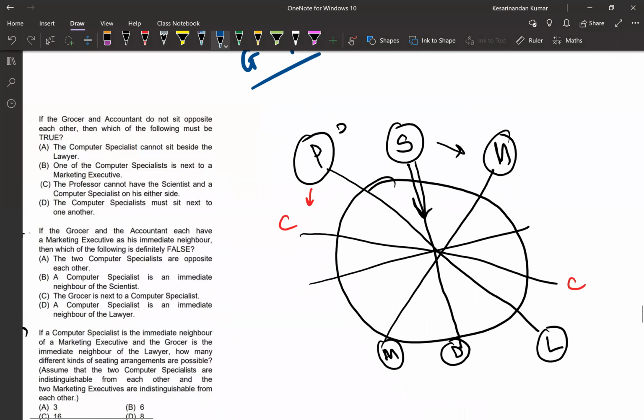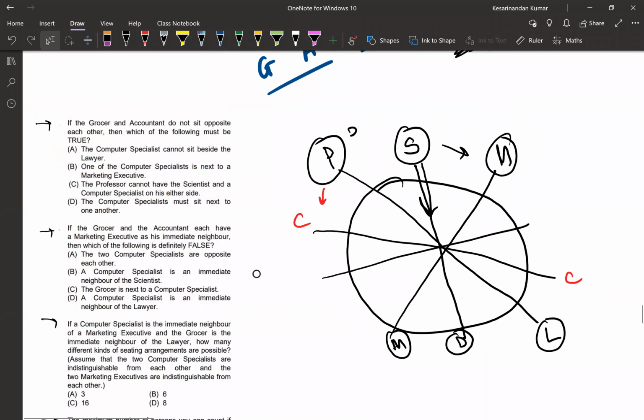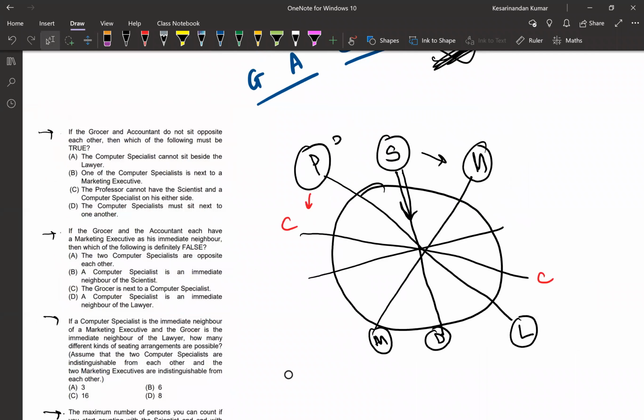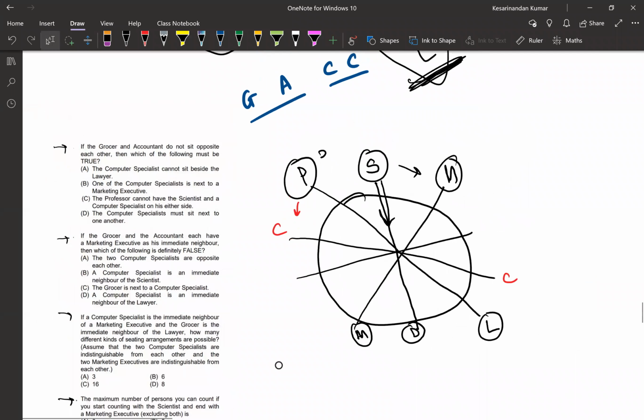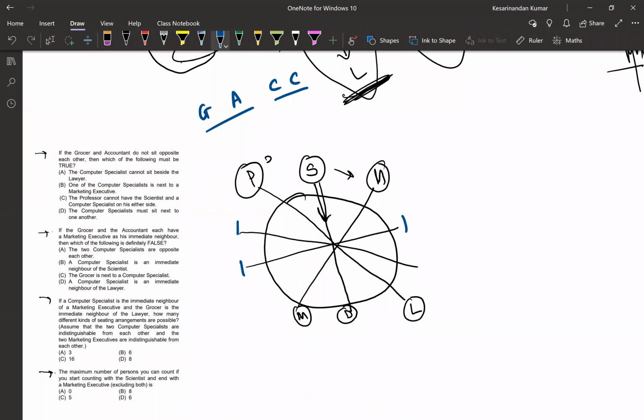So according to the question, if grocer and accountant do not sit opposite each other, we have 4 chairs remaining. So if grocer sits here, the accountant would sit here. The accountant can sit here or it can sit here, depending on whatever happens. So which of the following must be true then?